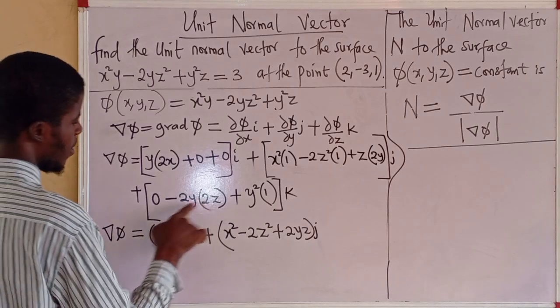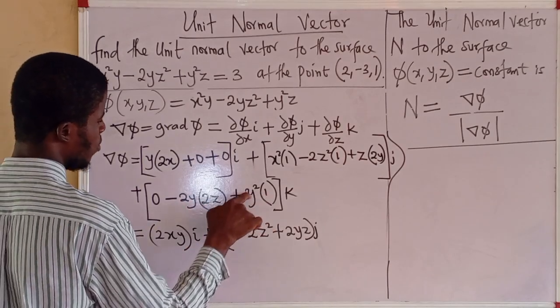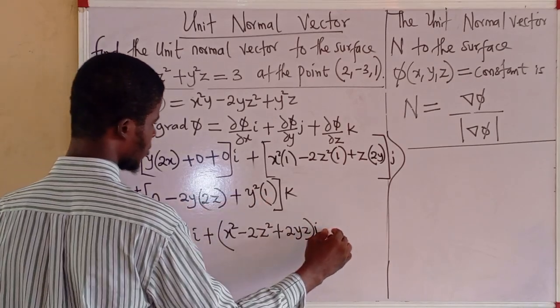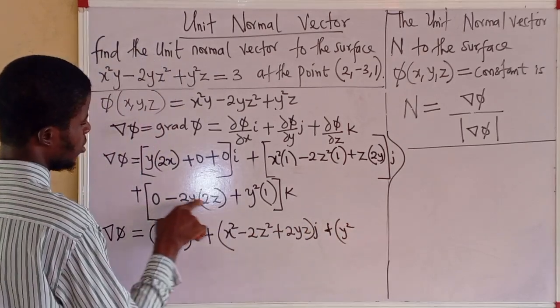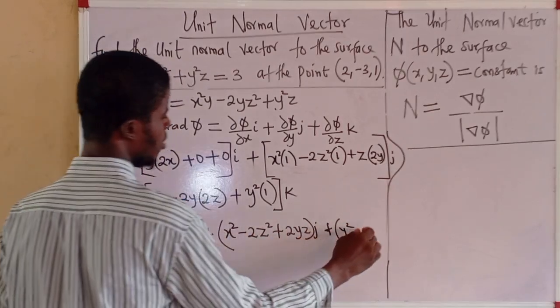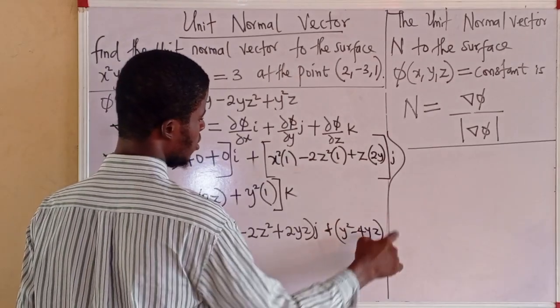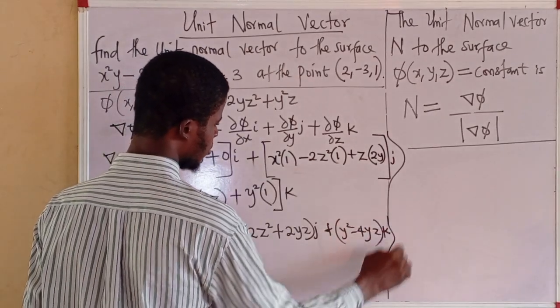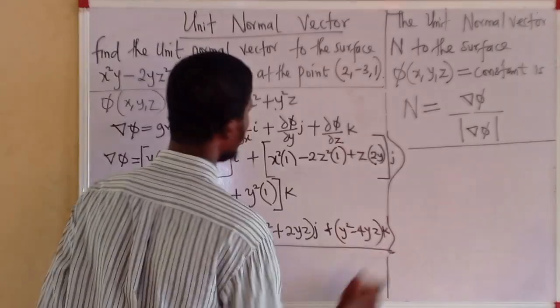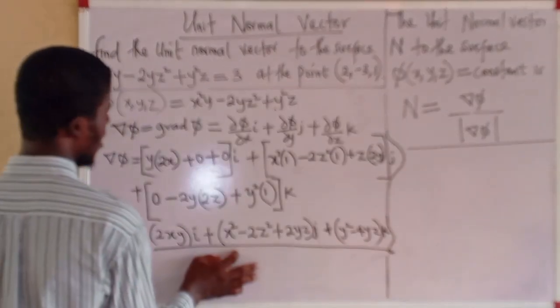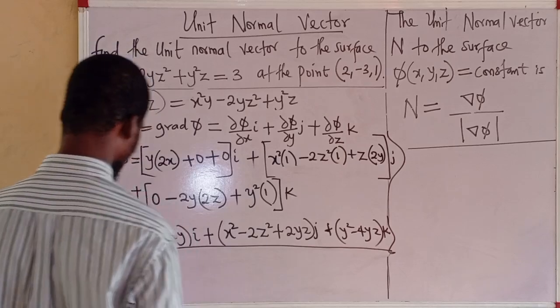And here we have y squared times 1 is y squared. And minus 4yz, minus 4yz into k. So this is the grad of phi, all right? Now, what is the grad of phi at this point?